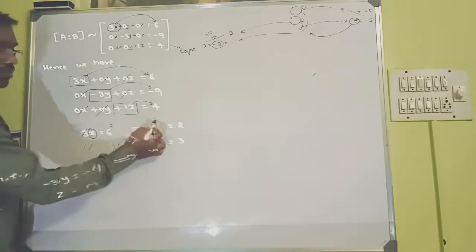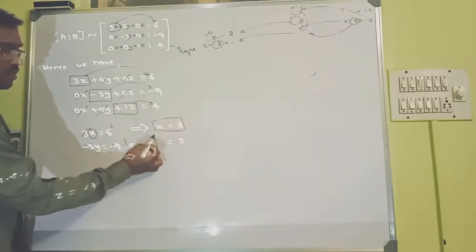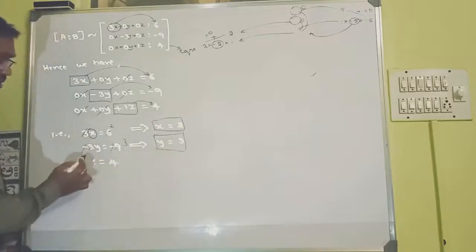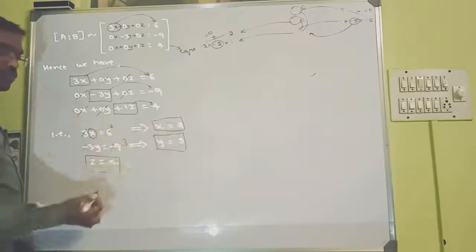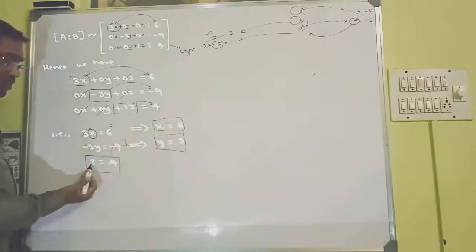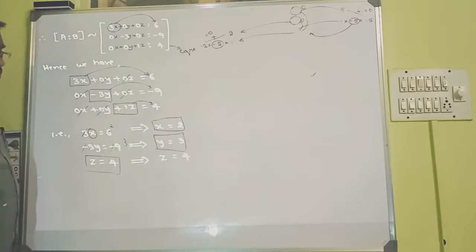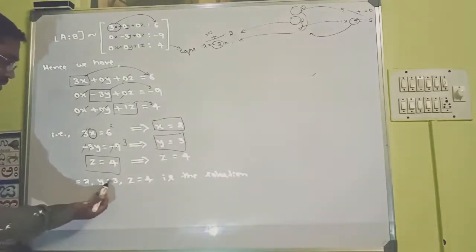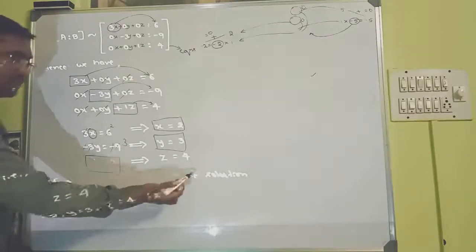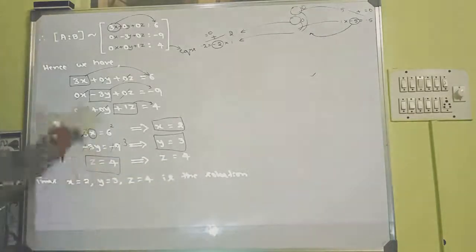So we solved the system of equations by the Gauss-Jordan elimination method. See, this is the solution. x is equal to 2, y is equal to 3, and z is equal to 4. Thus, x is equal to 2, y is equal to 3, z is equal to 4 is the solution. So this completes the problem.